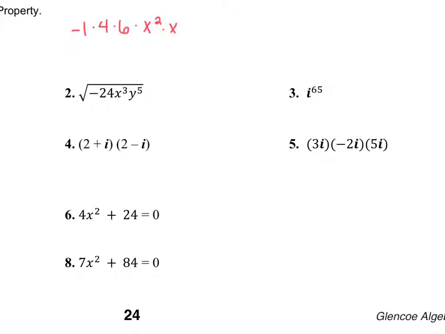Same thing though. And then y to the fifth, actually y to the fourth is a perfect square because the square root of y to the fourth is just y to the second. So it's y to the fourth times y. We're going to write that instead of y to the fifth, just like we wrote 4 times 6 instead of 24. And we're still taking the square root of all of that. And now we can take the square root of each piece and multiply them together. So this is all multiplication.